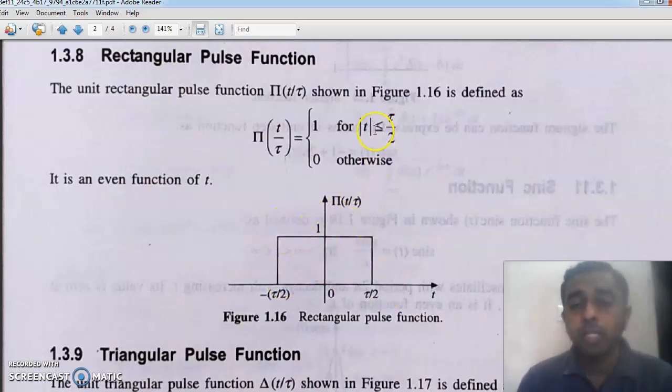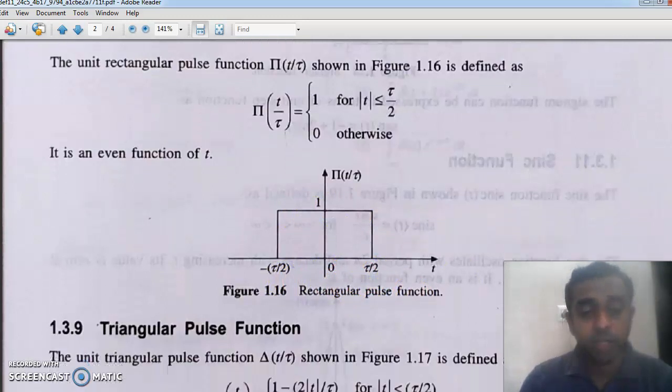Now this is a way of representation: it has the value 1 irrespective of the value of t, for t less than or equal to tau by 2. If the value of t is negative, then for minus t less than or equal to tau by 2, it also has this value. So irrespective of the polarity of t, it is all 1 between minus tau by 2 and tau by 2. That's the simple rectangle function, or rect function.